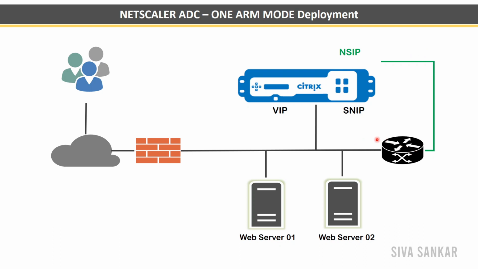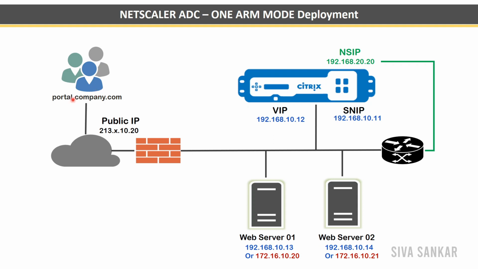See, typically when we are saying one arm mode, we always consider only the user traffic, or the services which we publish, that traffic. Let's say we published a service called portal.company.com, and this traffic will never go through NSIP. It will go through only VIP and subnet IP, right? As we discussed earlier. So this is also one arm mode. Let the Netscaler SNIP connect to a different interface. It's fine. But still, this is the one arm mode.